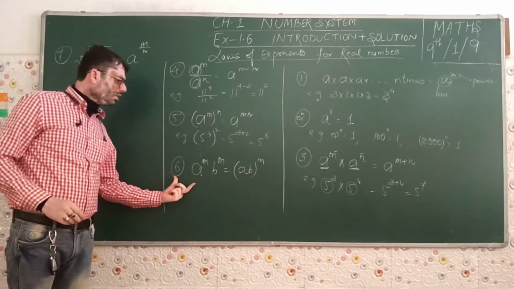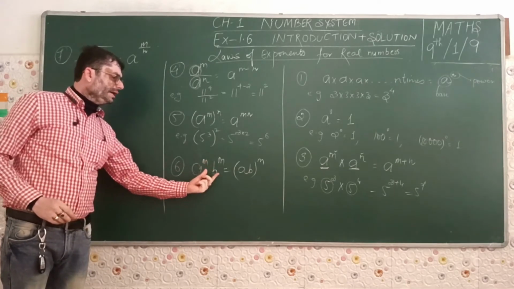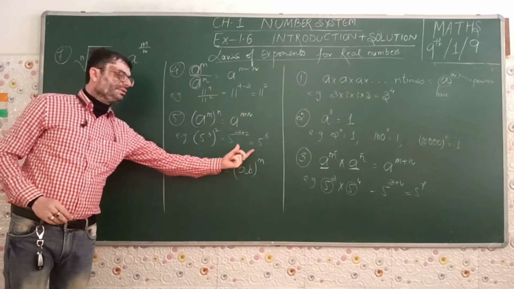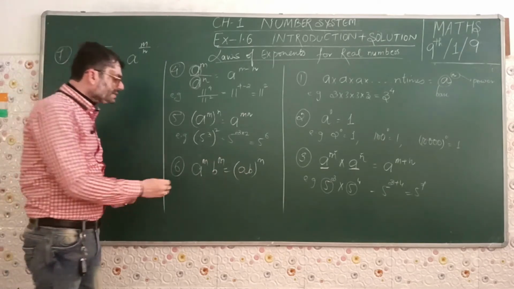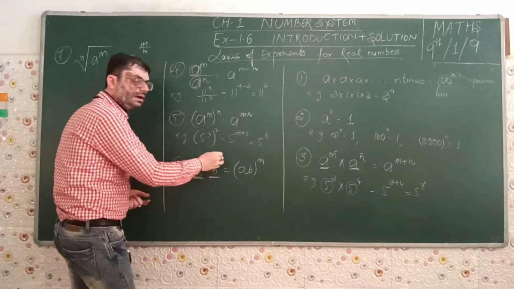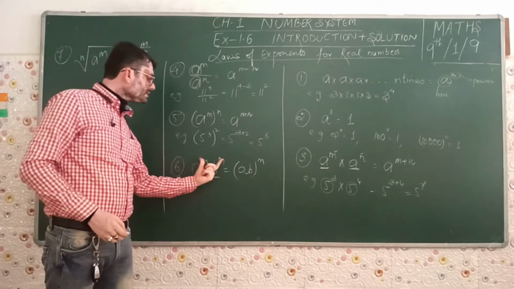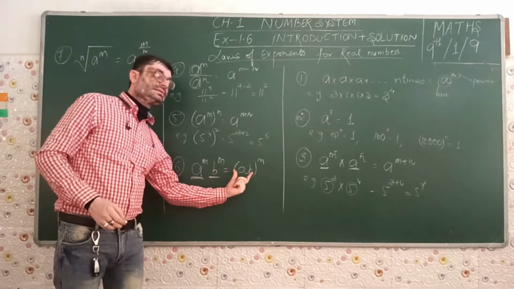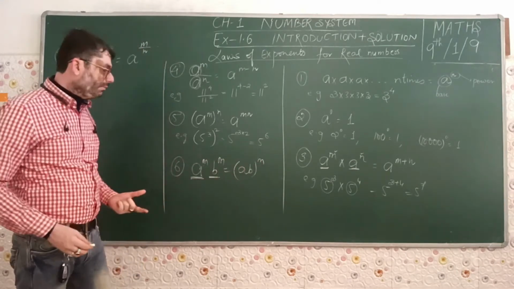Moving on to the next law, a to the power m into b to the power m is ab to the power m. Now here the bases are different. One base is a, the other base is b, but the powers are the same. When the powers are the same and bases are different, then the bases are multiplied with the same power.